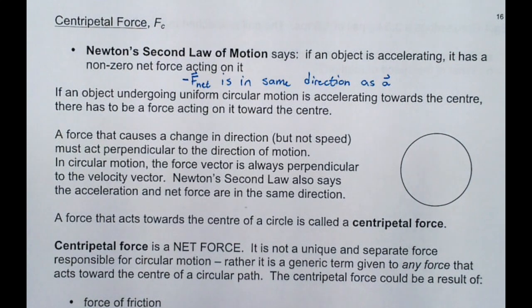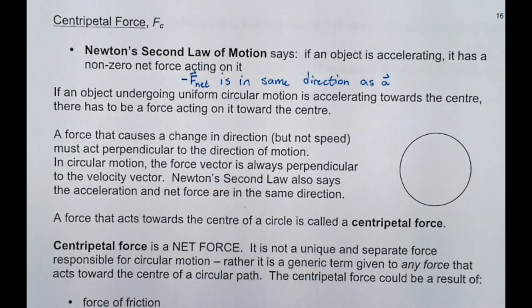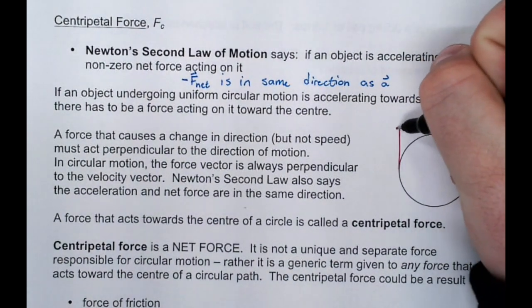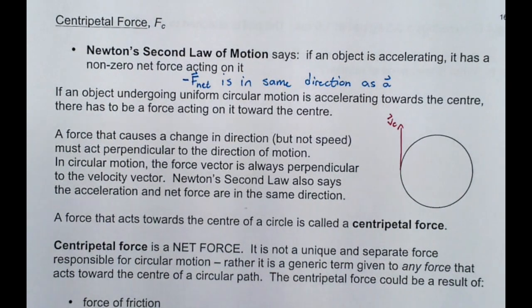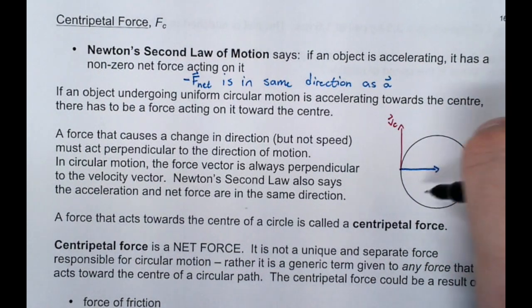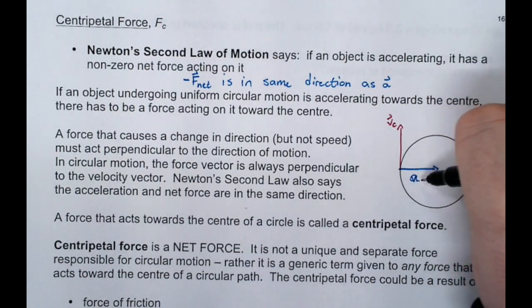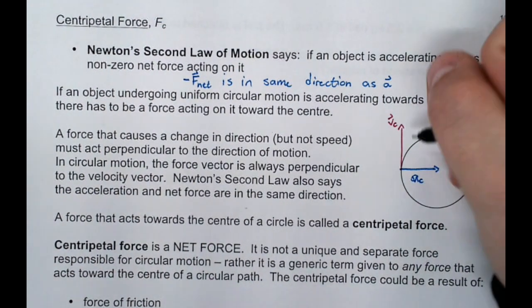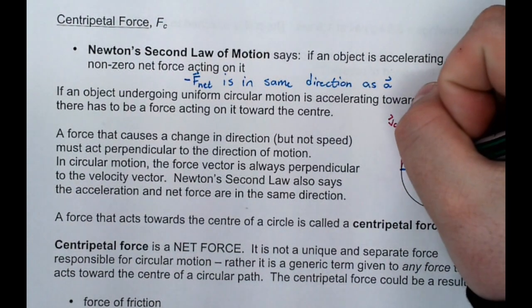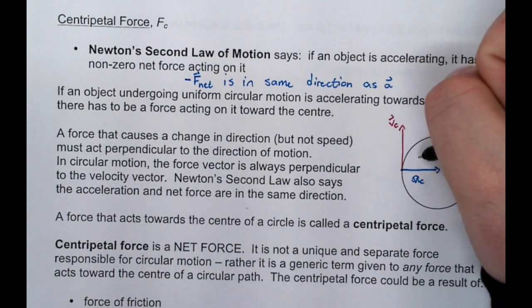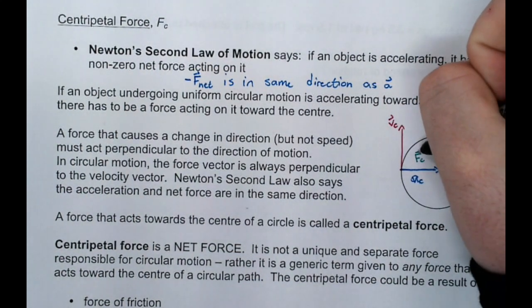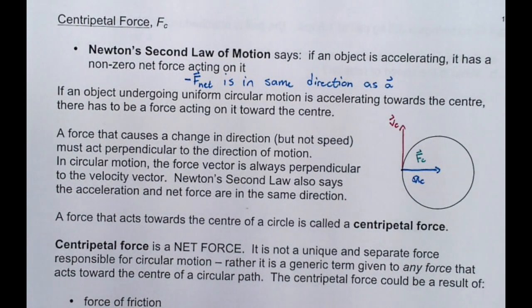If an object undergoing uniform circular motion is accelerating towards the center, there has to be a force acting on it towards the center. So it's going to be the same thing. Again, we had our centripetal velocity acting tangent to the circle, and towards the center of the circle, we had centripetal acceleration. But we're also going to have our centripetal force acting towards the center of the circle.